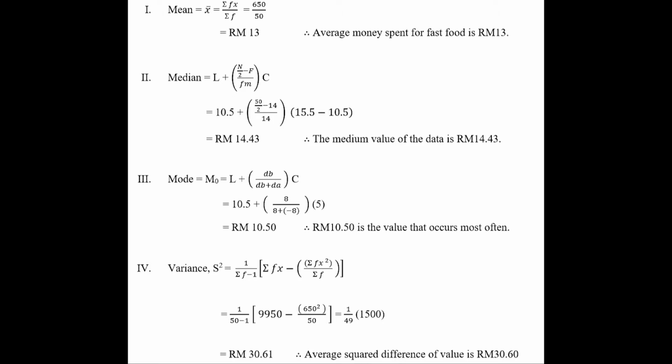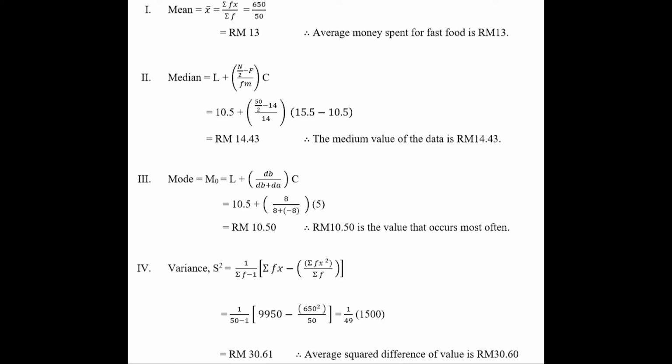The third is the mode. We can use the formula L plus dB over dB plus dA times C. The L value is 10.5 plus 8 over 8 plus, in brackets, minus 8, times 5. The answer is 10 ringgit and 50 cents.